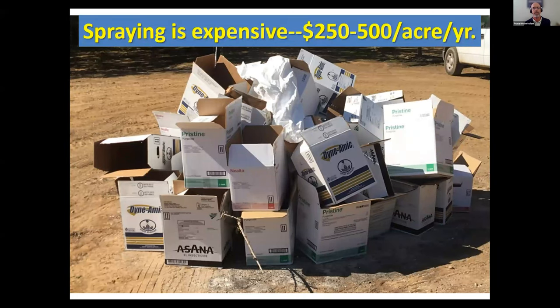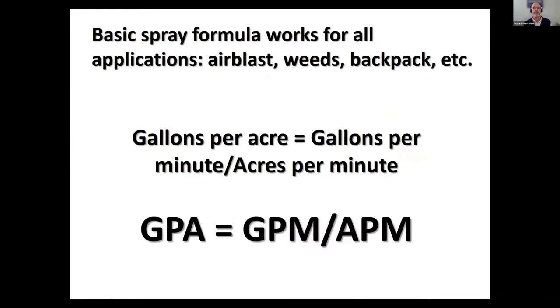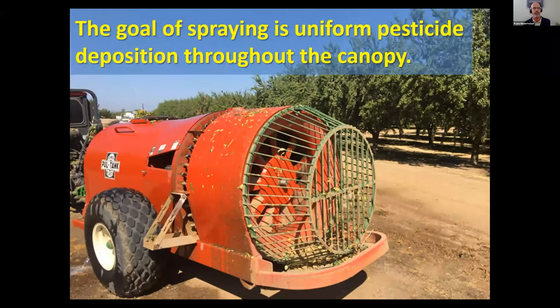Pay attention to spraying. That completes the circle of effective pest management when those sprays are needed. Gallons per acre, which you need to know in order to mix the right amount of chemicals and get the job done, is gallons per minute over acres per minute. You need uniform coverage. If you don't cover the tops, you're not protecting the tops.